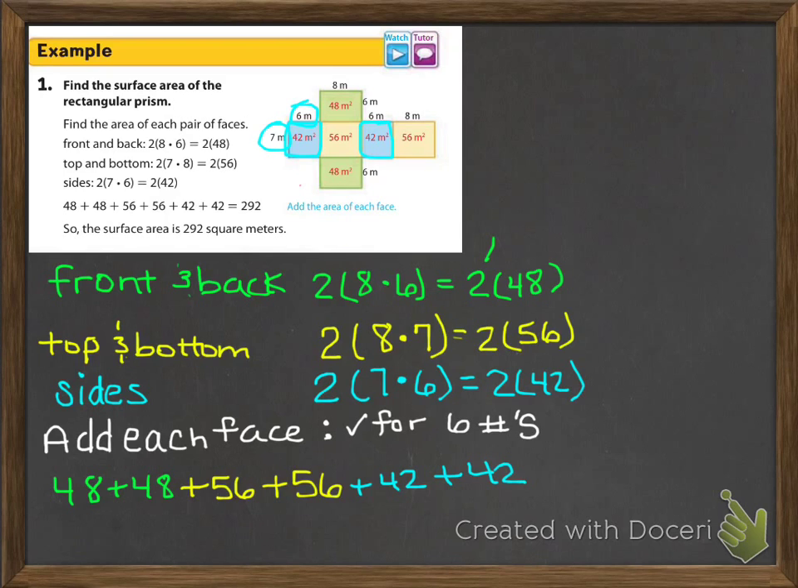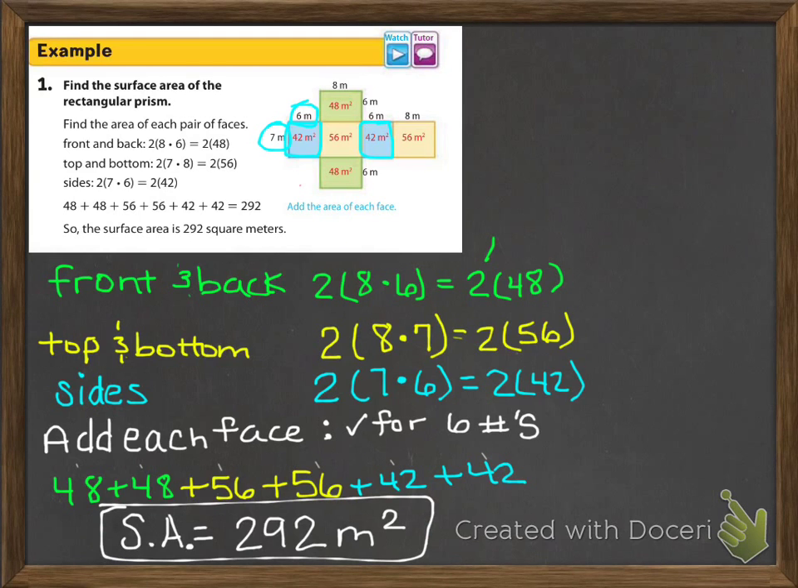Now before I start to do anything, I'm just going to count really quickly. 1, 2, 3, 4, 5, 6. Yep, I have them all. Then you want to add those all up, and you get that your surface area is going to be 292 square meters. So you would want to go ahead and write it like that, and then you want to make sure not to forget to box your answer at the end of your problem.